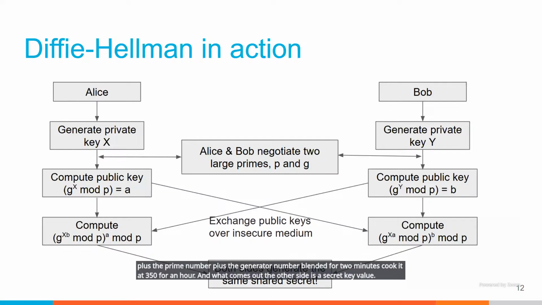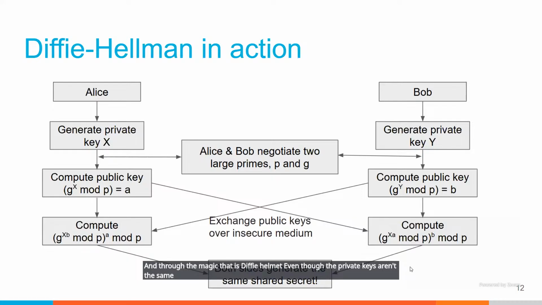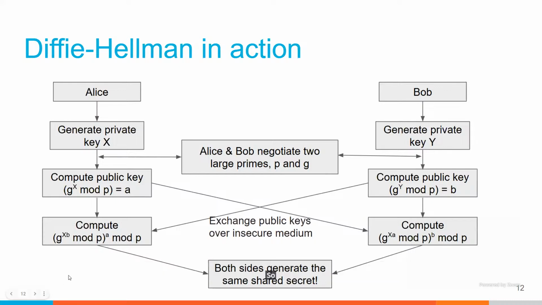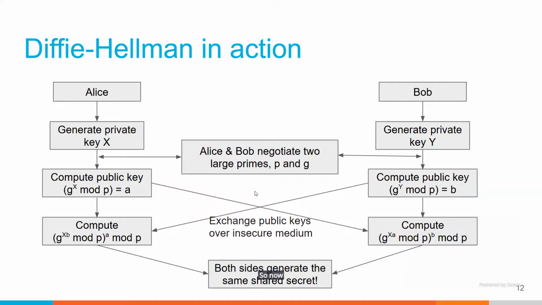And through the magic that is Diffie-Hellman, even though the private keys aren't the same on both sides, they will derive the same secret key value. So we now have a value known to both sides of the connection that no one else can figure out, because no one in the middle was able to see either one of the private keys. So now we've negotiated what secret key to use.